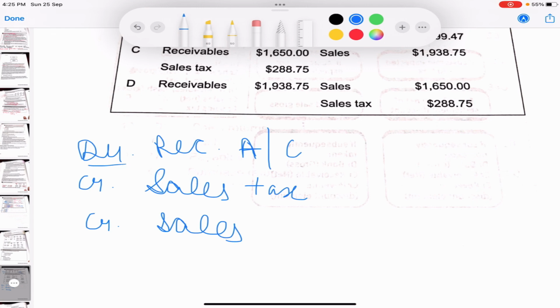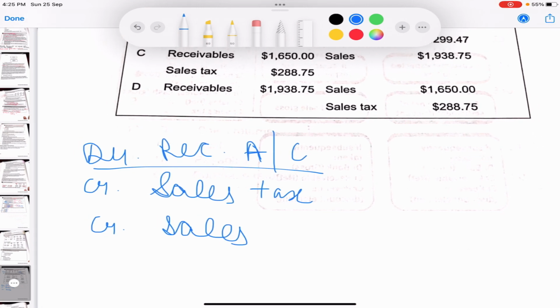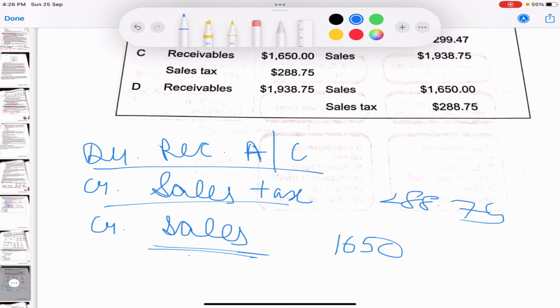So if it was a cash transaction, it would have become cash account debit. So we are debiting the receivables account and we are crediting the sales. So sales amount is due. Here we will be having the net value, which is 1650. Here we will be giving the sales tax, which is 288.75. You know how to find it out, and here we will be having the total amount. So I hope it's clear. This journal entry is clear, no doubt about it.